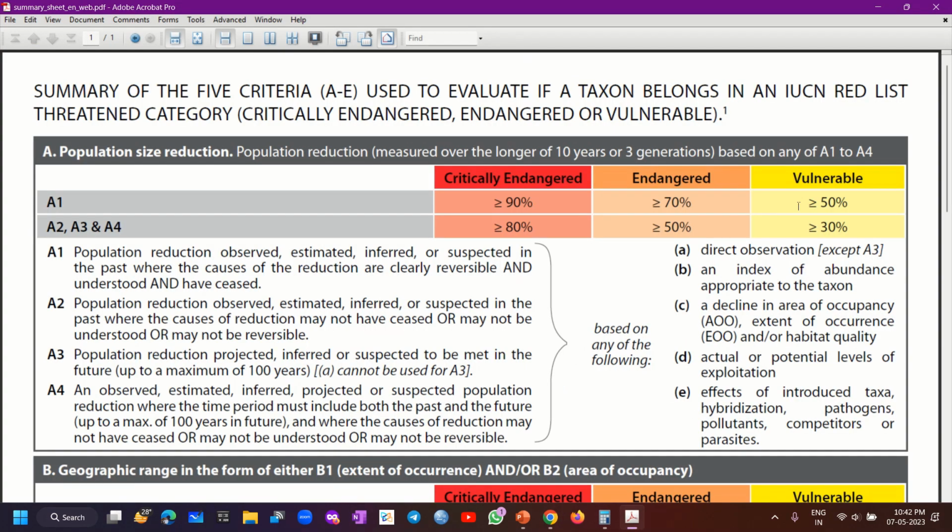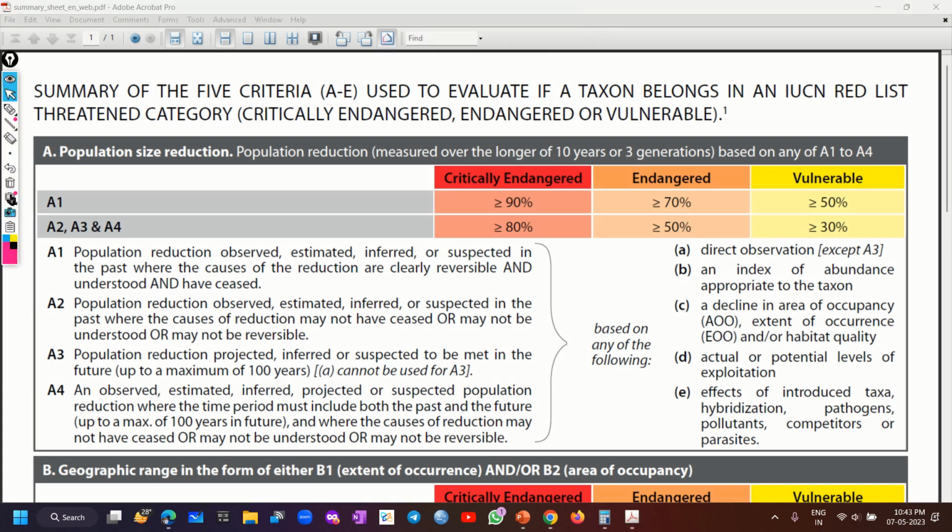Now I'm coming to the main point, that is the categories. How the categories are listed, that is, which animal species or plant species or fungus species will go under which category. So let's discuss this. Summary of the five criteria. These five criteria are the most important, and they are written as A to E. We will discuss these A to E to evaluate whether a taxon belongs in an IUCN Red List threatened category, meaning critically endangered, endangered, or vulnerable, or not.